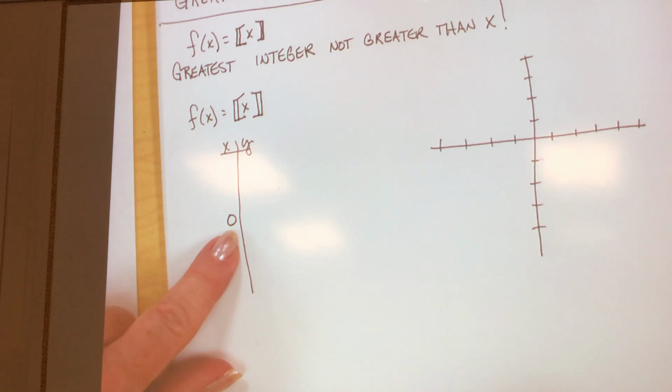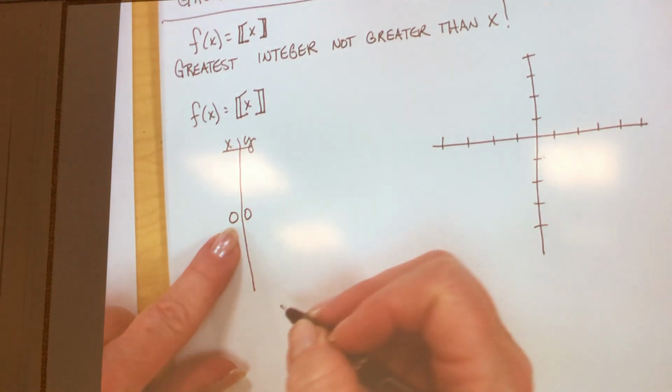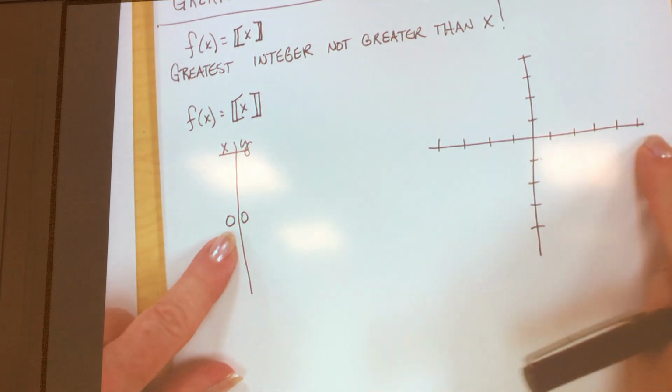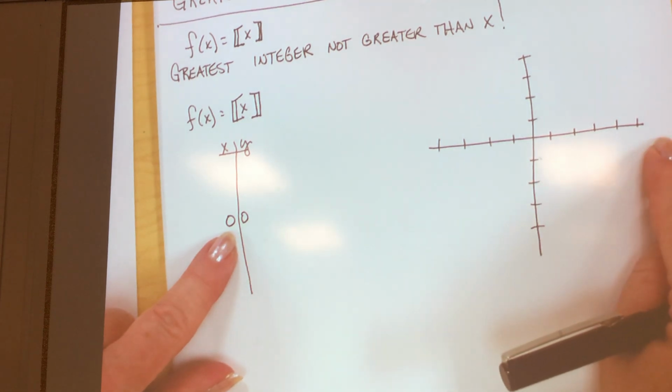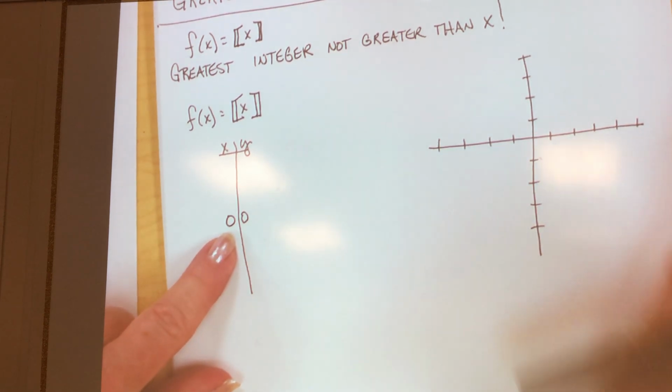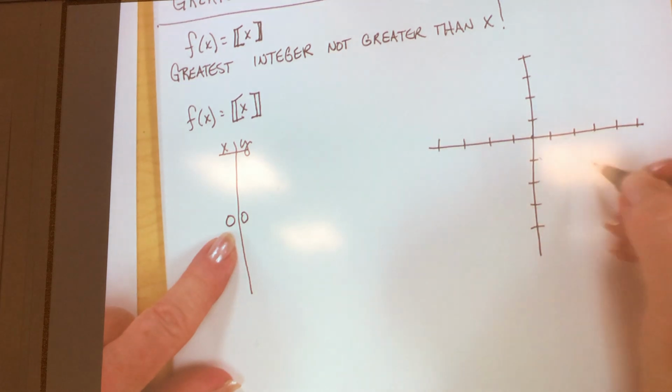Zero. Say that again? The greatest integer not greater than 0 is 0. It's equal to, but it's not greater than. I'm going to do the positives first, since most kids are more familiar with the positives, and you have to be careful with the negative ones, I'll tell you that. So at 0, it's 0. Are you with me?